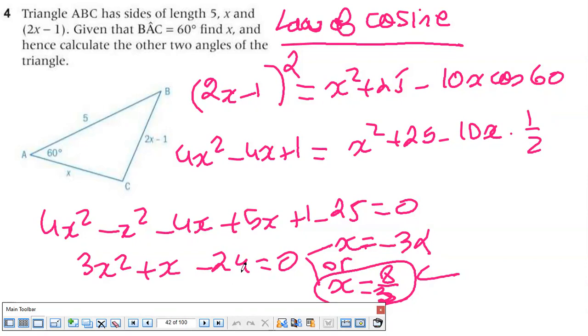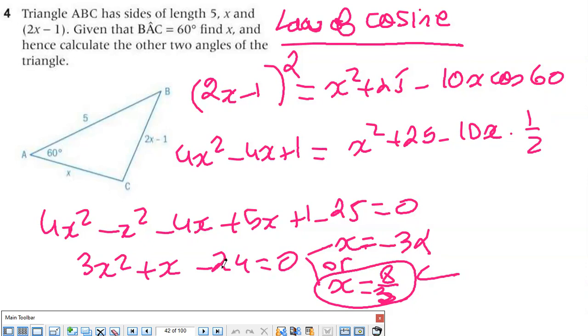3x squared plus x minus 24. For this one I can use a calculator, delta. It's linked to whether I'm using a calculator or not, and I will have two values for x. x is minus 3, this is rejected. Why is it rejected? Because a side cannot be negative. And the other value of x, 8 over 3, is accepted.